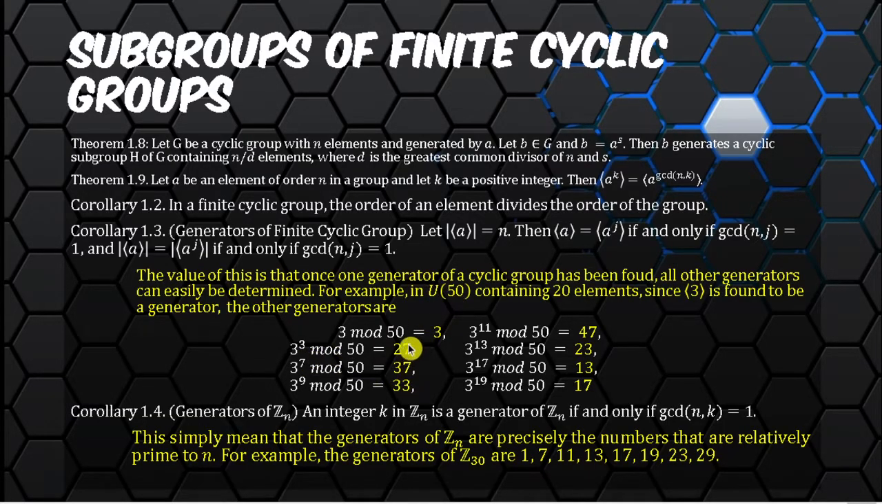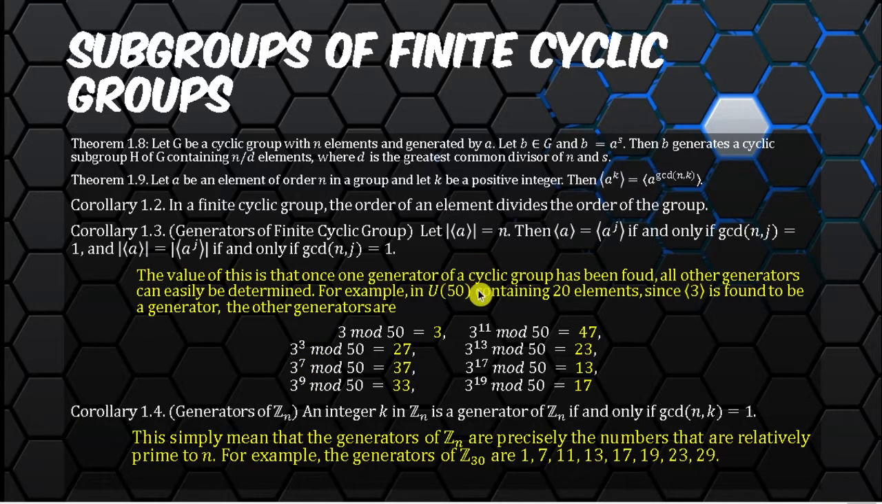So, bakit napuntang 27 ang 3 cube? That is because 3 cube is 27 modulo 50. Kaya nakuha natin 27. 3 raised to 7 is a very big number. Tapos modulo 50 natin, ang remainder dyan ay 37.